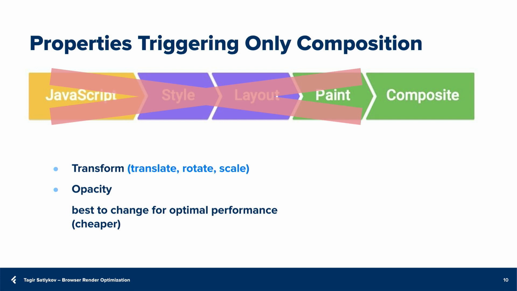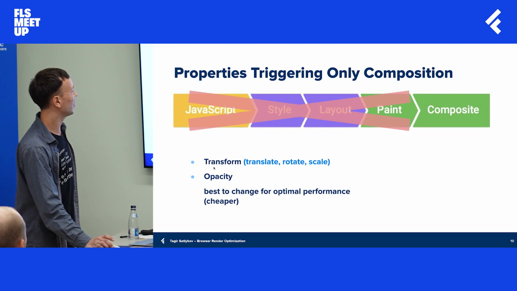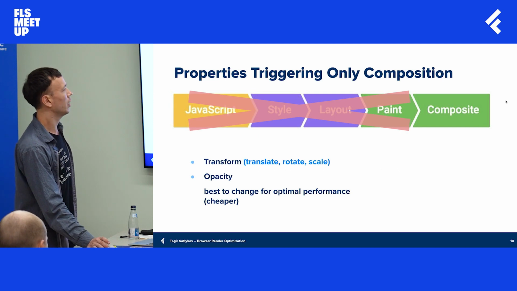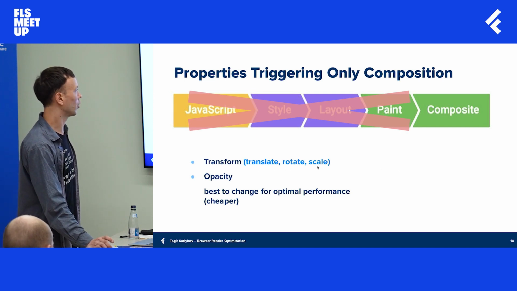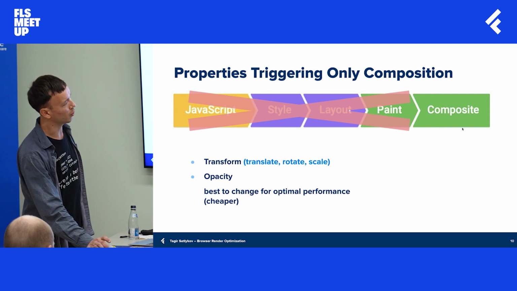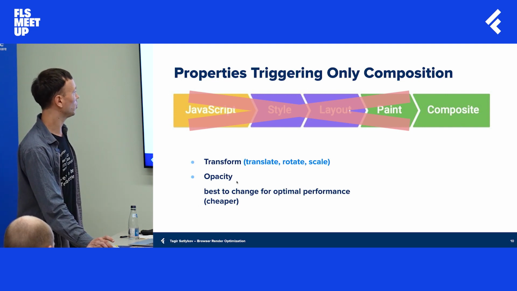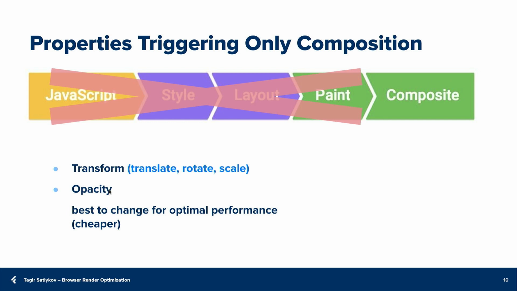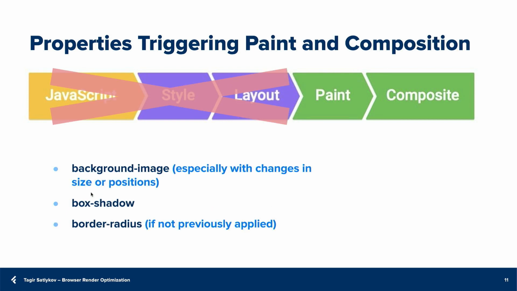So there are some examples of CSS properties which are your friends. If you do any transform with your elements on the page, like translate, rotate, scaling, they will be computed only by the Composer in Google Chrome. Or if you change the opacity of elements, it's easy for the Composer. Just the opacity of the layer will be changed. It's nice.